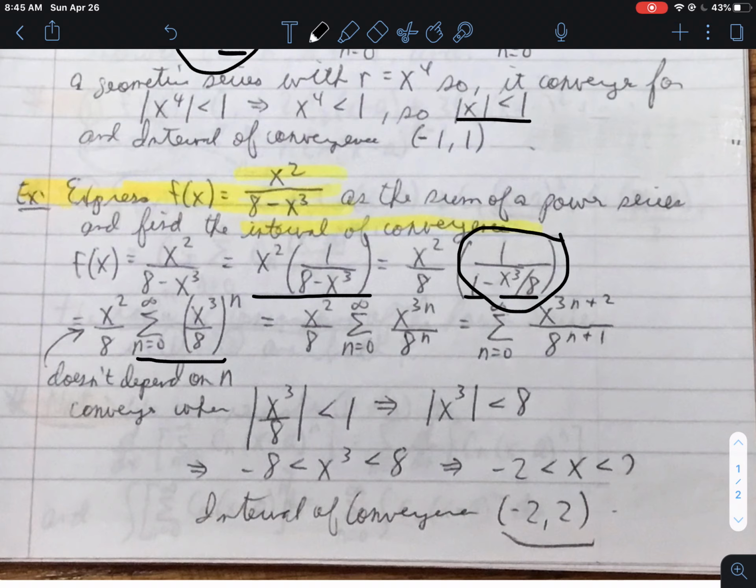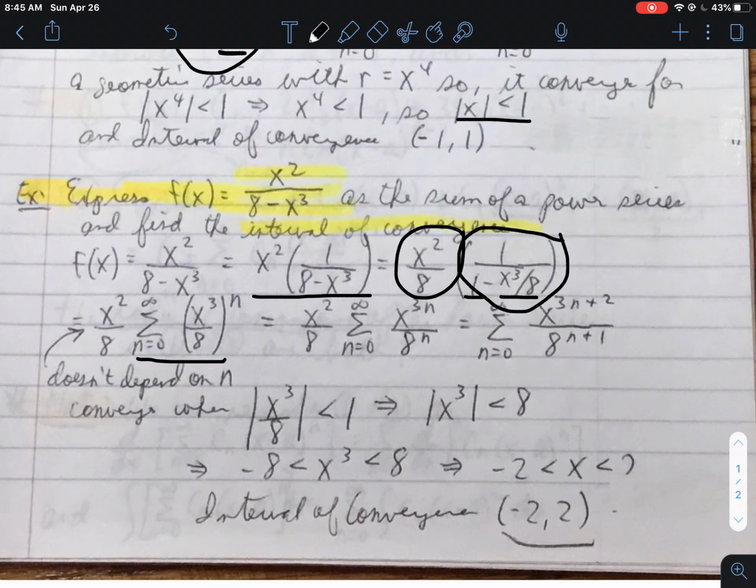So if I have x squared over 8 times 1 over 1 minus x cubed over 8, the power series is the sum as n goes from 0 to infinity of r to the n, so x cubed over 8 to the n, times whatever this is, because that doesn't involve n. So I've got x squared over 8 times the sum as n goes from 0 to infinity of x cubed over 8 to the n. And again, that's really all there is to it. The rest of it is just rewriting.